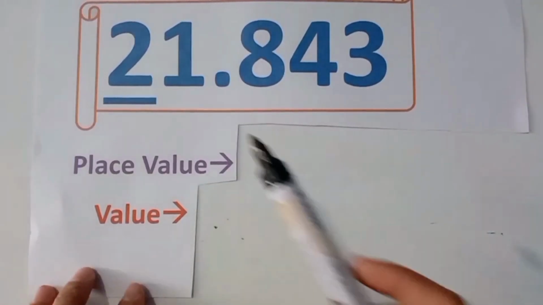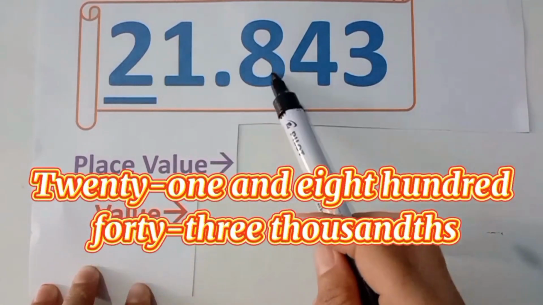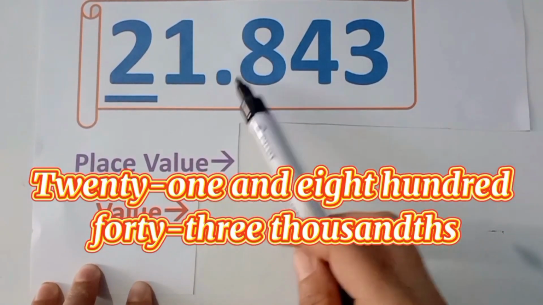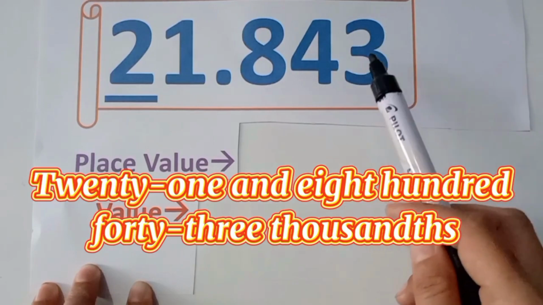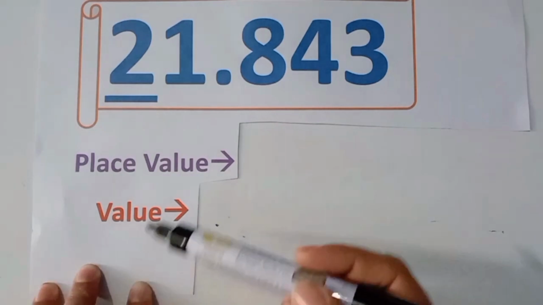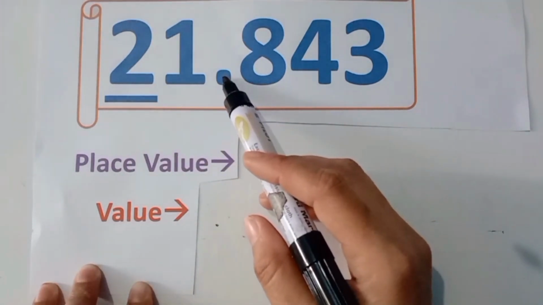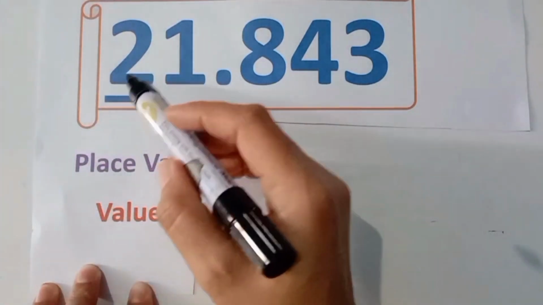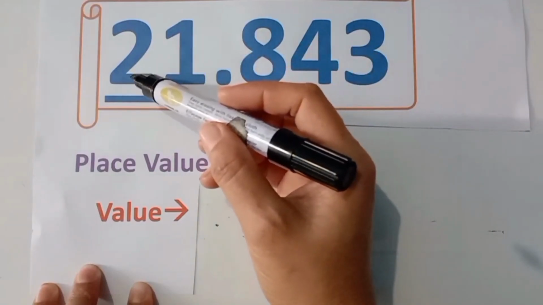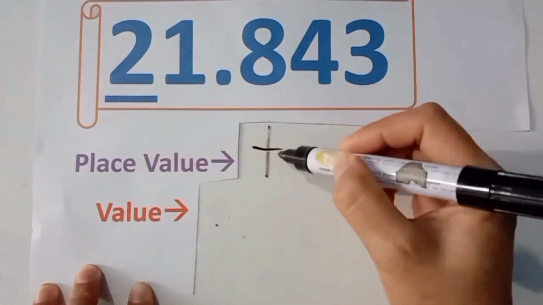Another one. Okay, we'll read this decimal number as 21 and 843 thousandths. Again, 21 and 843 thousandths. So, ngayon, ano naman po ang place value ng naka-underline digit na to, na 2? Sabi natin kapag nasa kaliwa ng decimal point, yan po ay mga whole numbers. So, ito po ay ones place ng whole number. Ito naman ay nasa tens place. So, ibig sabihin, ang place value ng 2 ay tens.